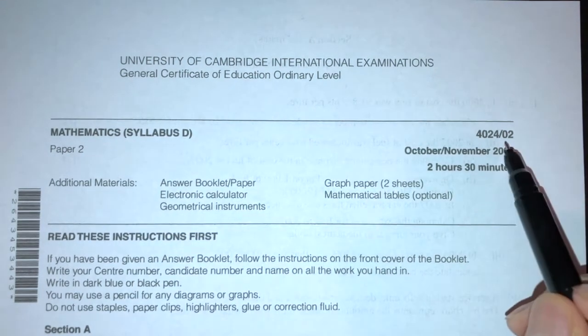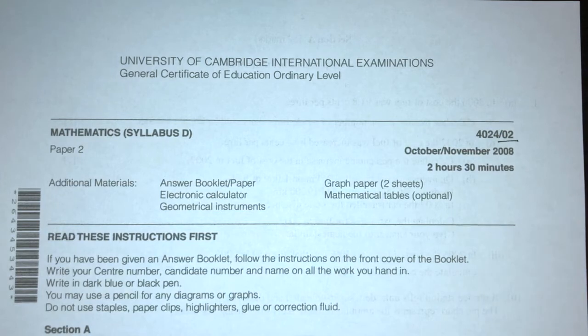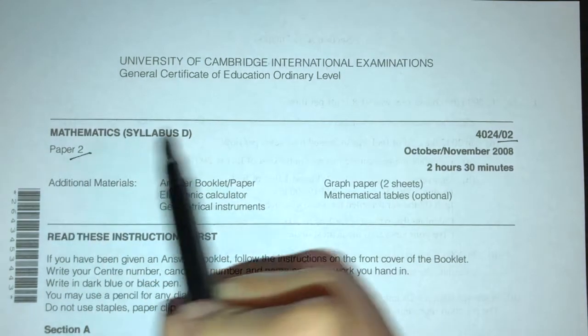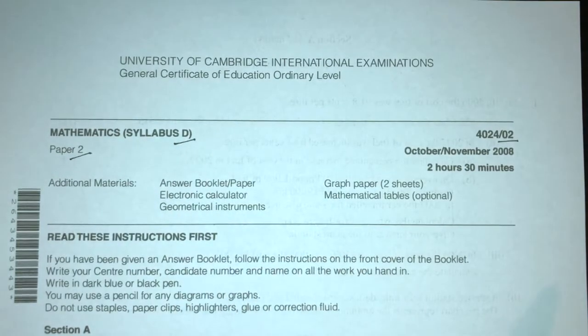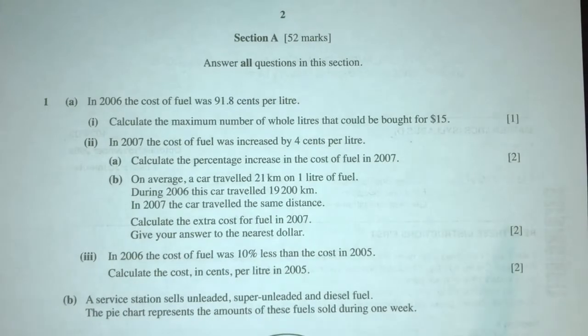This one is paper 2 of November 2008 for paper 2 of Math Syllabus D. Now let's move on to question number 1. Alright, so we have two sections. Section A, we have to answer all the questions in this section.